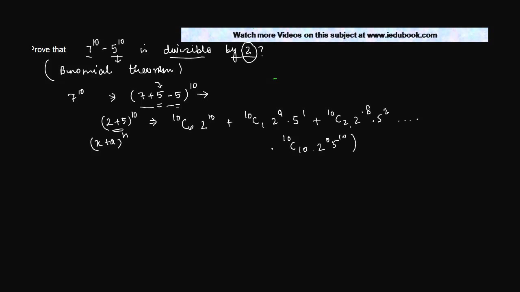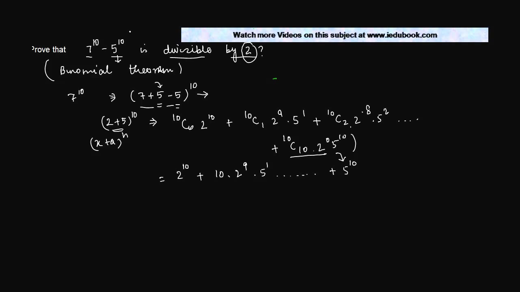So this is the last term. Or for that matter you get 2 to the power 10 plus 10c1, which is 10 into 2 to the power 9 into 5 to the power 1, and so on, plus 5 to the power 10. The last term will come down as 5 to the power 10. I'm not writing the middle terms.